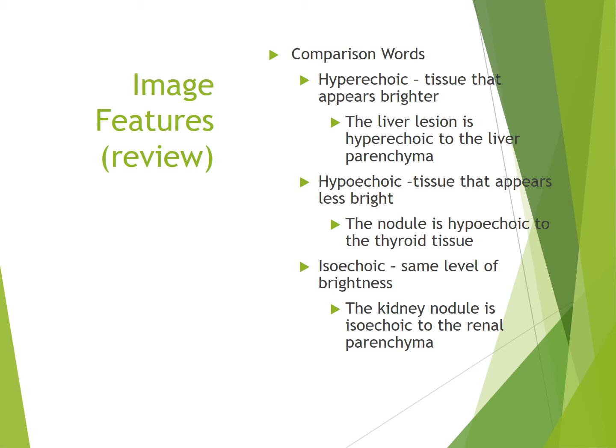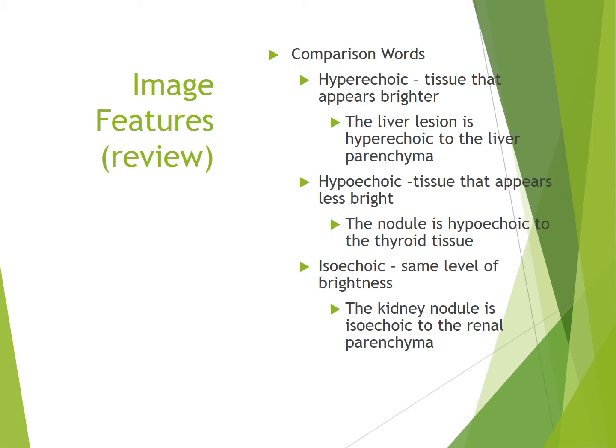So hyperechoic is tissue that appears brighter. So the liver lesion is hyperechoic to the liver parenchyma. That means that it appears as a brighter or whiter echo. Hypoechoic then is tissue that appears less bright. The nodule is hypoechoic to the thyroid tissue. This would be an area on the thyroid that appears a little bit darker than the rest of the thyroid.